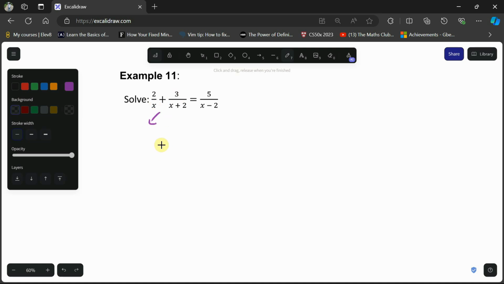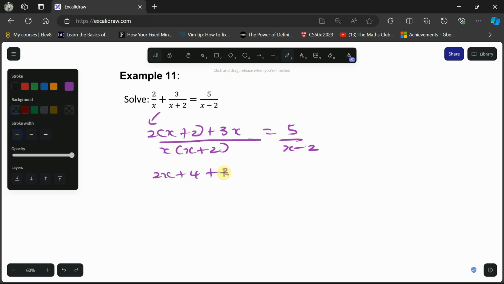So the LCM here will be x open bracket x plus 2 close bracket. This divided by this will give me x plus 2 multiplying by 2, that will be 2 open bracket x plus 2 close the bracket. Then this divided by this will give me plus x times 3, that will give me plus 3x. So let me say plus 3x is equal to 5 over x minus 2. So let's simplify this. This will give me 2x plus 4 plus 3x all over x open bracket x plus 2 close bracket is equal to 5 all over x minus 2.